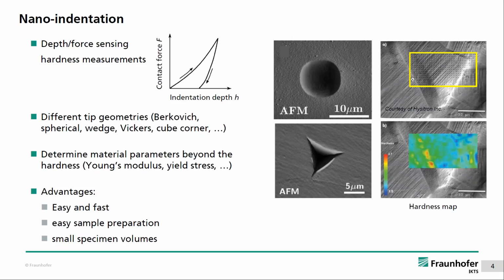So you see all the small dots here are single experiments like these. And then you can have a map of the mechanical properties of your microstructure of a polycrystalline metal or whatever you have. And in this case, it's a hardness map. You can see that there's a hardness increase at the grain boundaries. So this is like the main thing why you use nano-indentation.